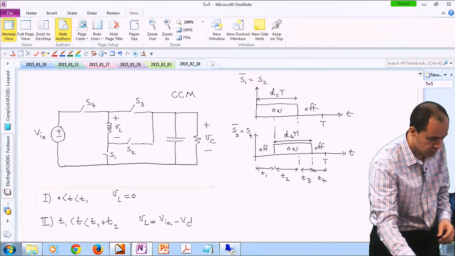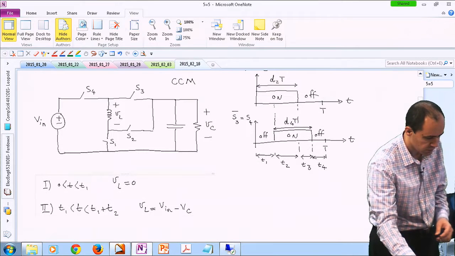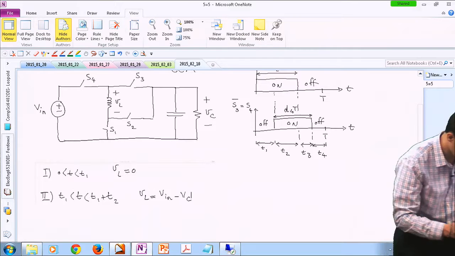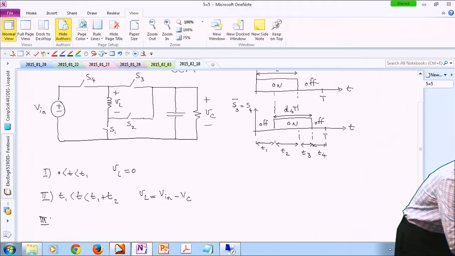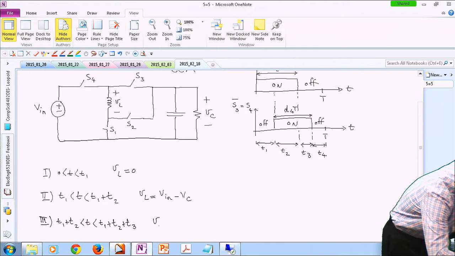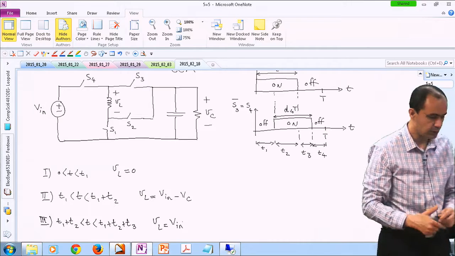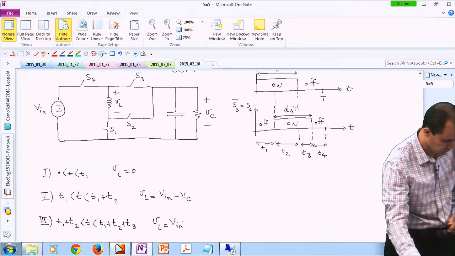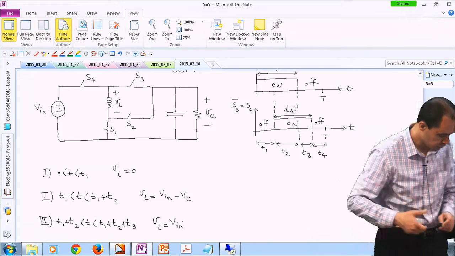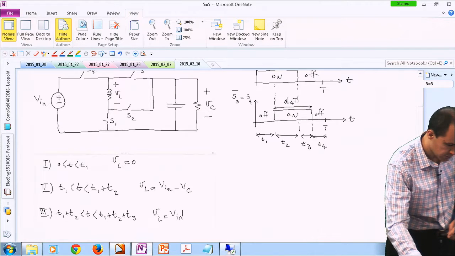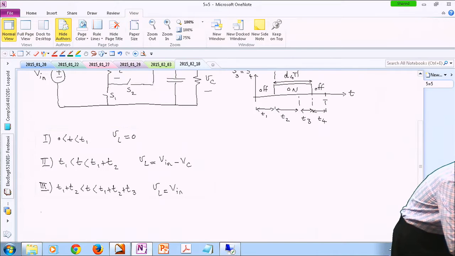Then the third mode, the top switch, which is S2, is off. That means S1 is on, and then S4 is on. In that mode, the voltage applied on the inductor will be Vin, and finally both of the switches are off. S2 and S4 are both off. That means S1 and S3 are on, and in that case, the voltage applied across the inductor is actually Vc.